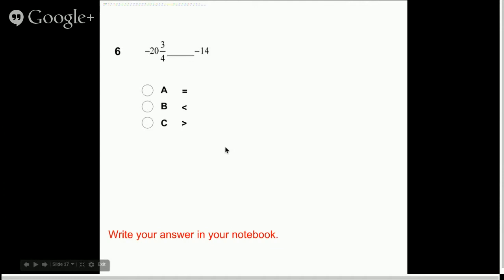Write your answer to this in your notebook. Go ahead and pause it. Correct answer is B. -14 is the greater number. So -20 3/4 is less than -14.